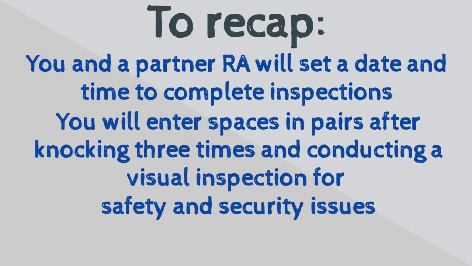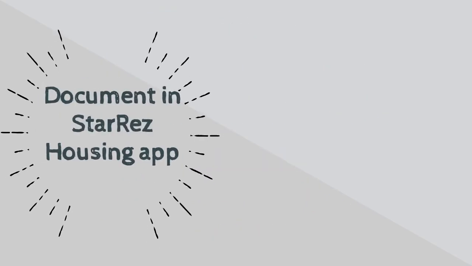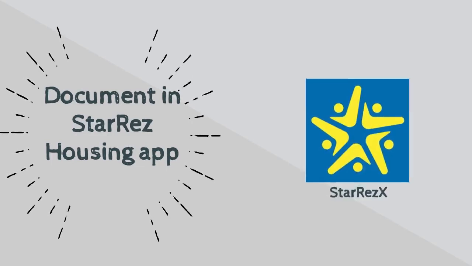So to recap, you and your partner RA will set a date and time to complete inspections. You will enter spaces in pairs after knocking 3 times and are conducting visual inspections for safety and security issues, and for policy violations. As you are visually scanning the space, you will need to document your inspection in StarResX.